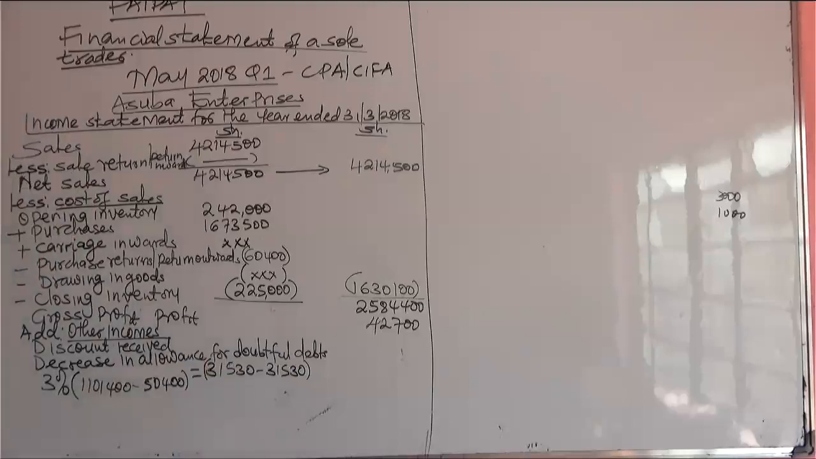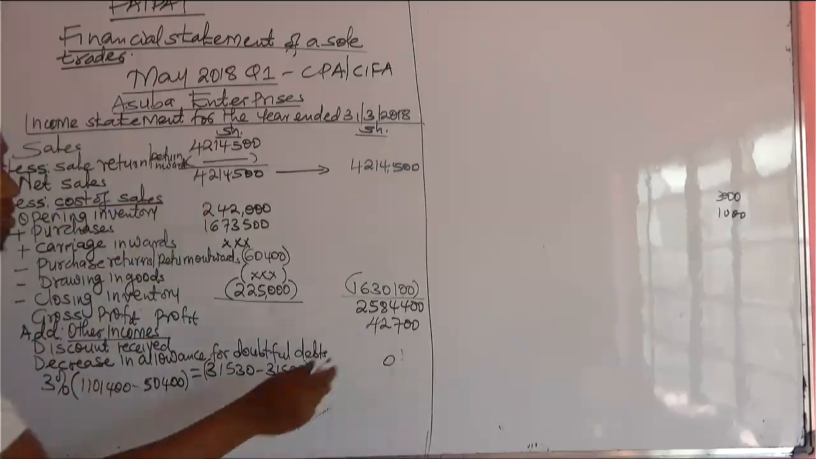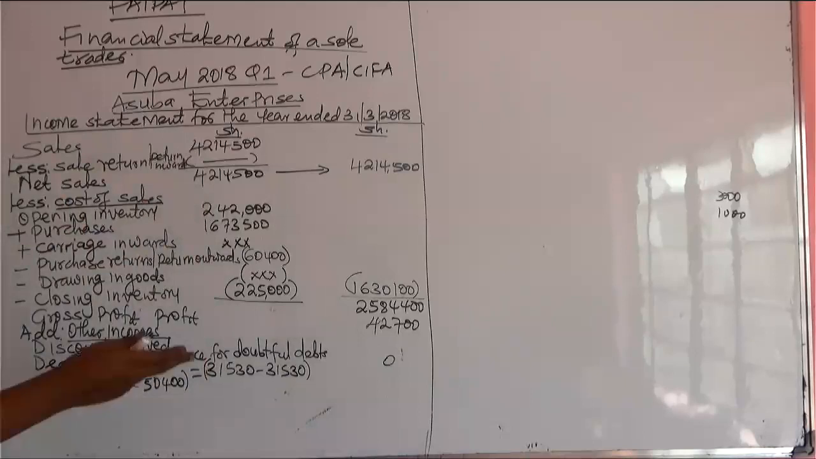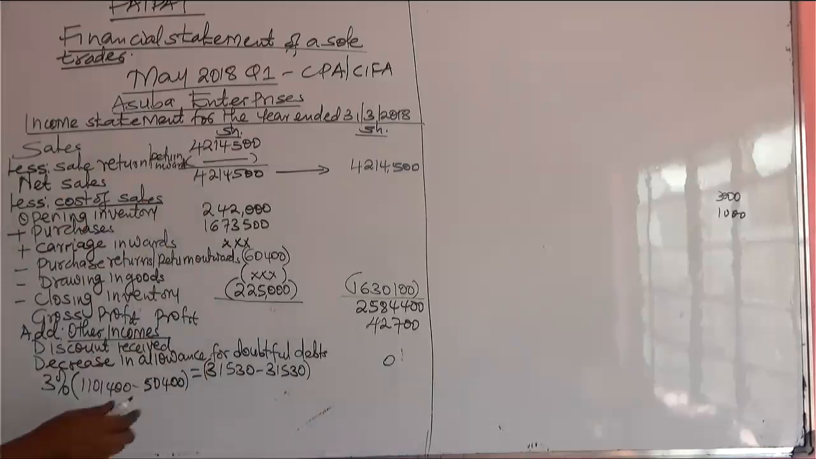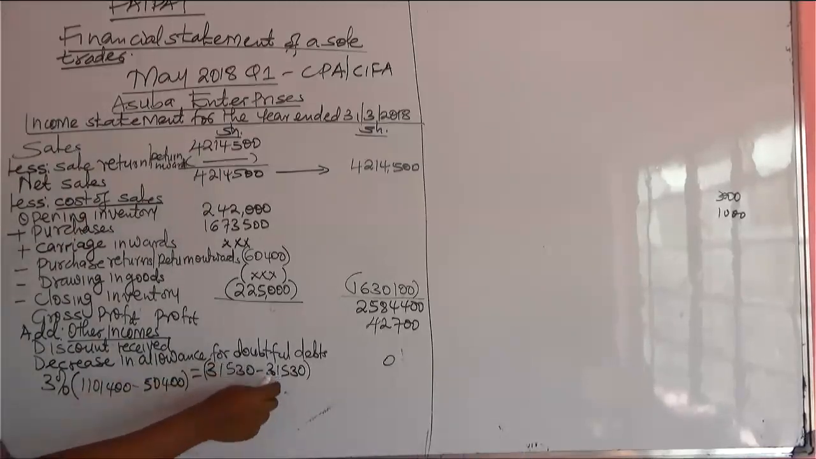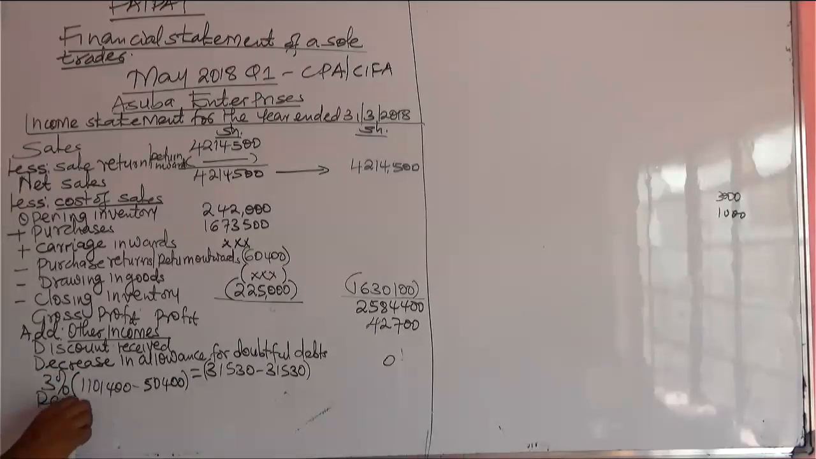Right? So in our case, there is no increase or decrease in allowance for bad debts. Okay. But I said if it was an increase, that is where you could have taken it. If it goes from here, it increases or reduces, like, for example, if it was 35, 30, it means it has decreased. If it has increased, you take it as an expense.